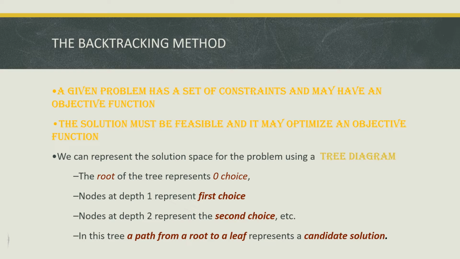The backtracking method. A given problem has a set of constraints and may have an objective function. The solution must be feasible and it may optimize an objective function. We can represent the solution space for the problem using a tree diagram. The root of the tree represents zero choice. Nodes at depth 1 represent the first choice. Nodes at depth 2 represent the second choice, etc. In this tree, a path from a root to a leaf represents a candidate solution.